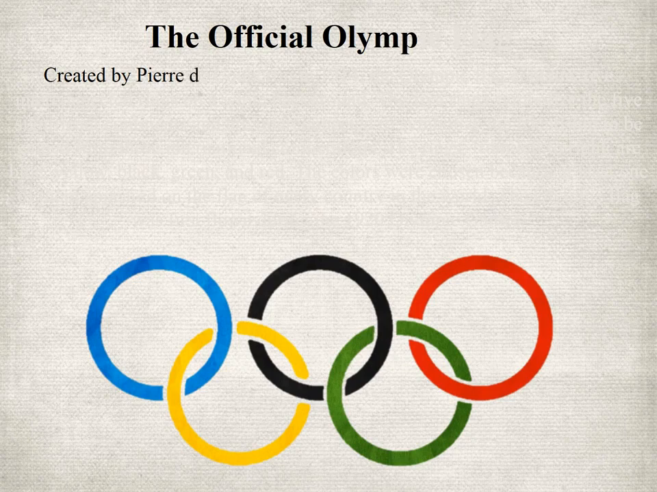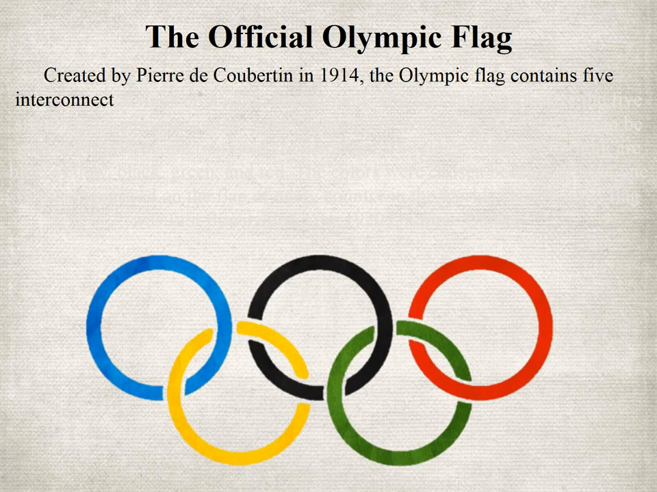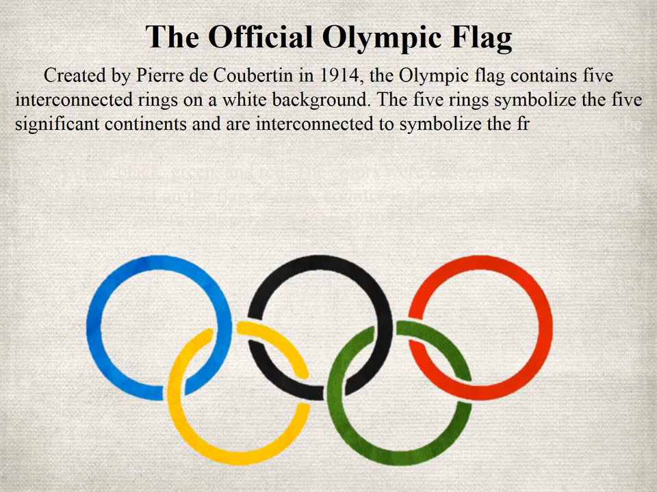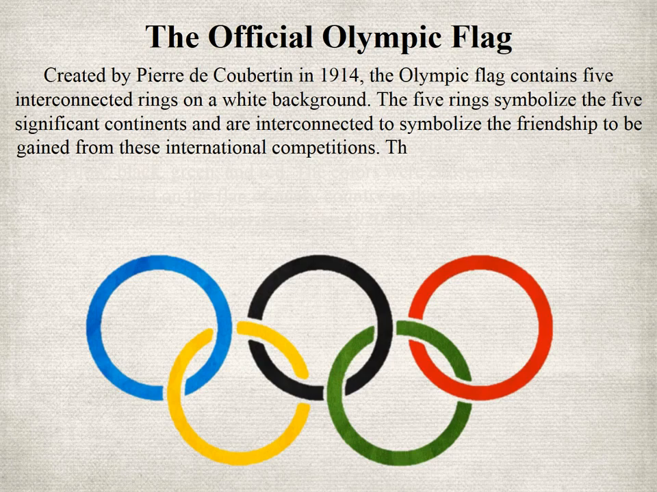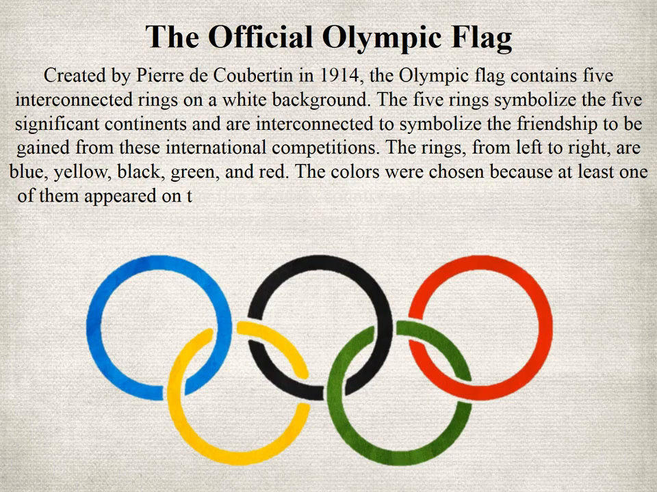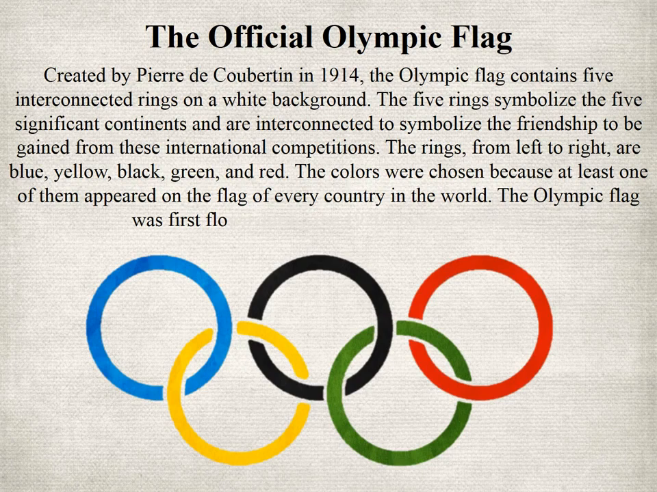The official Olympic flag. Created by Pierre de Coubertin in 1914, the Olympic flag contains 5 interconnected rings on a white background. The 5 rings symbolize the 5 significant continents and are interconnected to symbolize the friendship to be gained from these international competitions. The rings, from left to right, are blue, yellow, black, green, and red. The colors were chosen because at least one of them appeared on the flag of every country in the world. The Olympic flag was first flown during the 1920 Olympic Games.